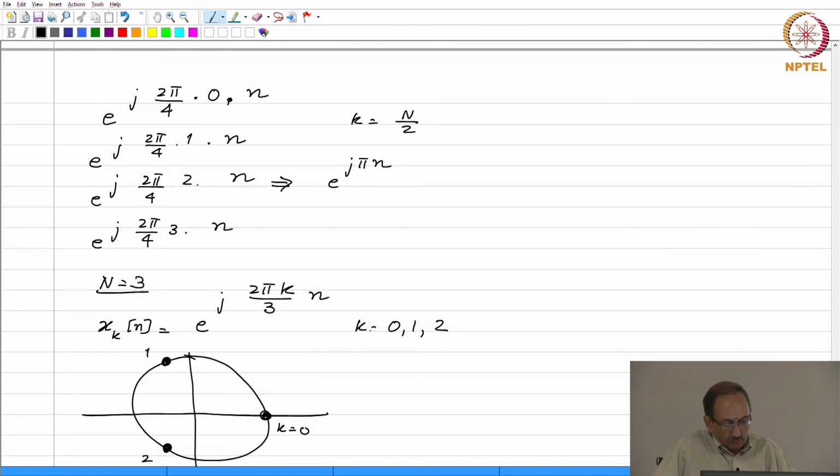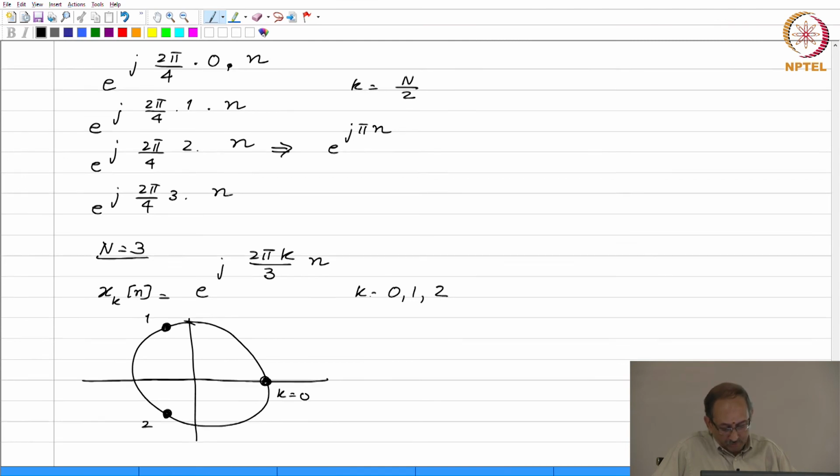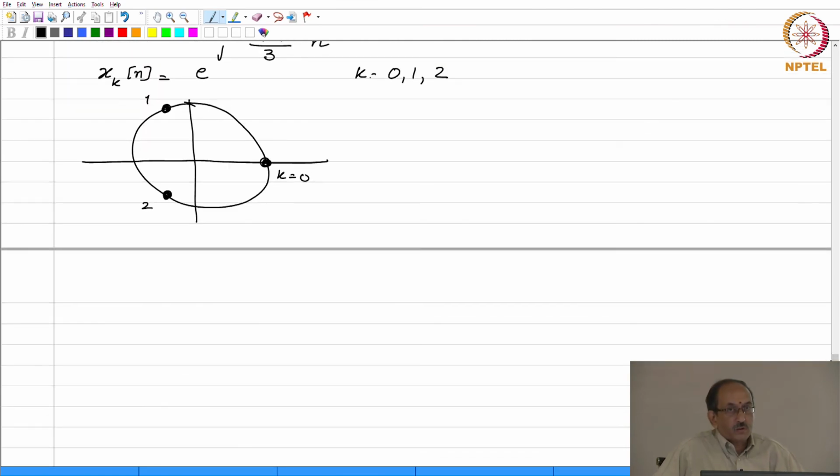So, remember, when N is odd, what is the closest integer that gets you to pi? What value of k gets you a frequency that is closest to pi? N minus 1 by 2. So, k equal to N minus 1 by 2 produces a signal whose frequency is closest to pi.